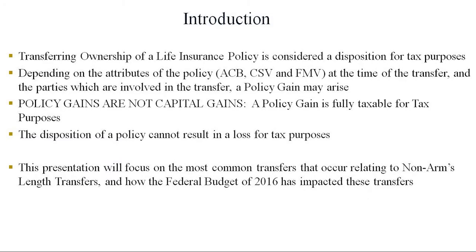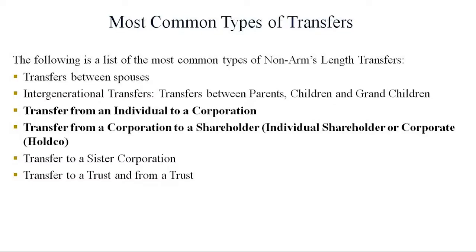So what are the most common types of transfers? The following lists the most common types of non-arm's length transfers. Transfers between spouses, intergenerational transfers, and those are transfers between parents, children, and grandchildren. Transfers from an individual to a corporation, transfer from a corporation to a shareholder, either individual or corporate, transfer to a sister corporation, and transfer to a trust and from a trust.